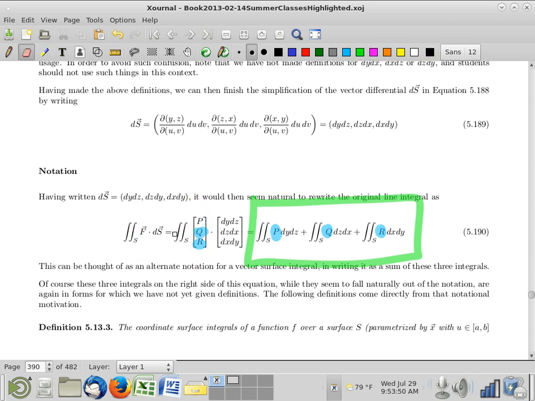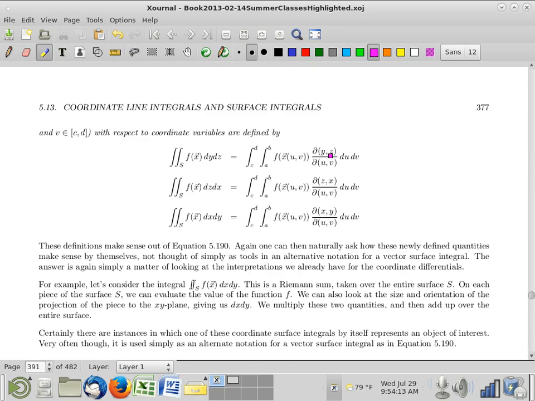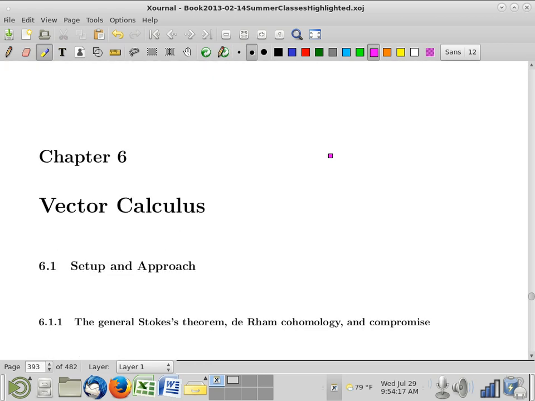Okay. There are some details that I glossed over in this section. I'm going to encourage you guys to read through those. For example, how to make sense out of the pluses and minuses, and how that has to do with the orientation of the surface. There's a discussion back here. It's analogous to what we saw with vector line integrals. Time being a factor, I'm going to let y'all read that on your own. Okay, so that's the end of chapter 5.